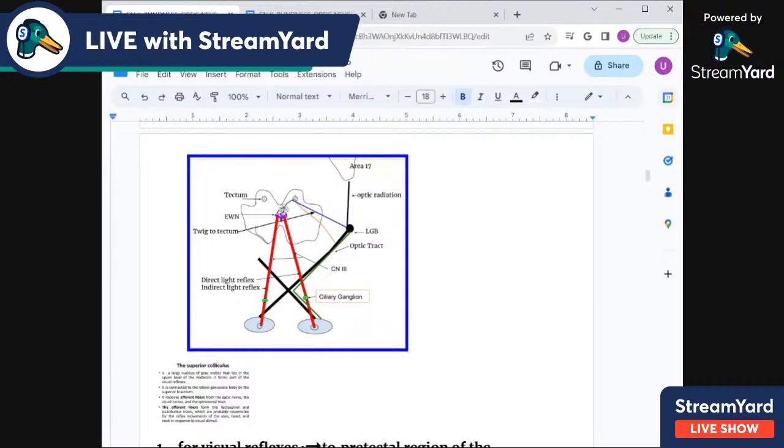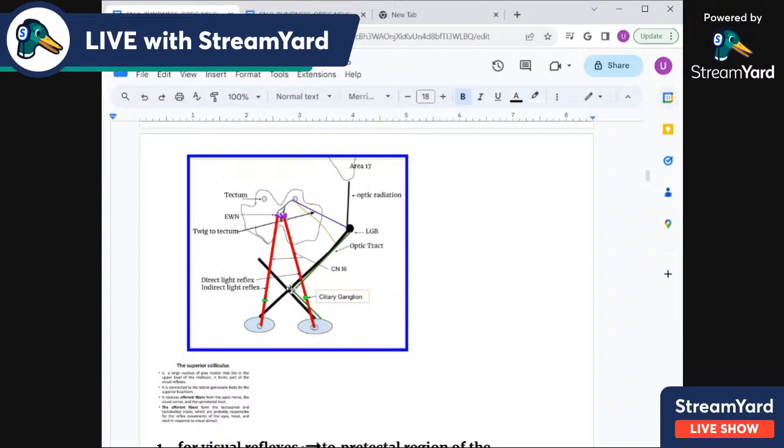So this pupillary constriction is bilateral because here in the midbrain, the connection is bilateral to both oculomotor nerves to cause pupillary constriction. So the constriction of the other eye, because the light was thrown in one eye, is known as the consensual light reflex, right?